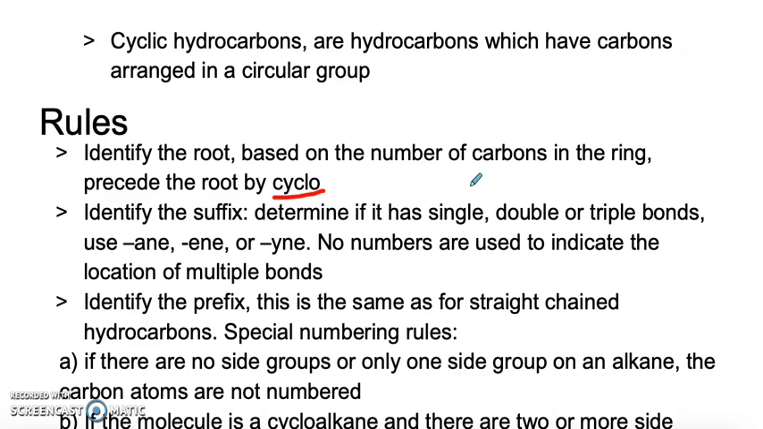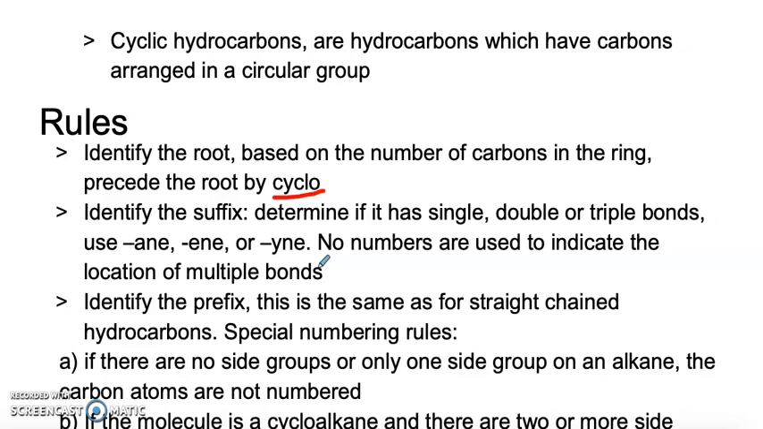Your suffix, basically what kind of bonds do you have? If everything's a single, it's going to be an ane. If you have a double, ene, a triple, ine. When it comes to numbers, it says in your notes that no numbers are used to indicate the location of those multiple bonds. That's only true if there's just one double or one triple. If you have more than that, then you are going to use numbers.